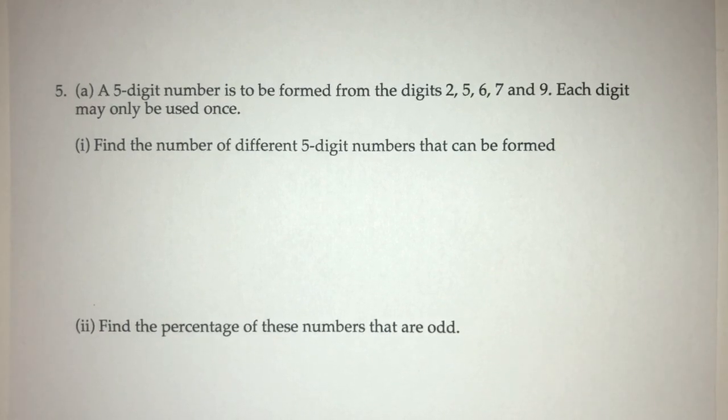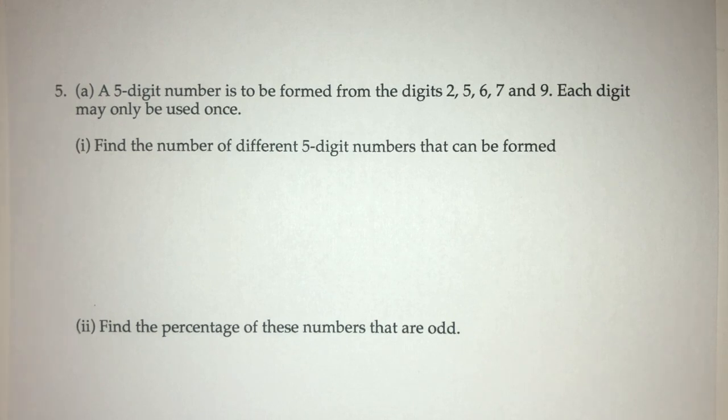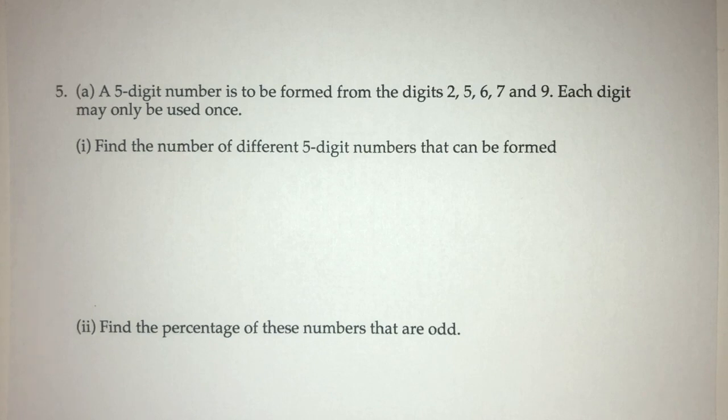So let's move on to question number 5. A 5-digit number is to be formed from the digits 2, 5, 6, 7, and 9. Each digit may be used only once. So that is the initial condition. Now part 1, we have to find the number of different 5-digit numbers that can be formed.